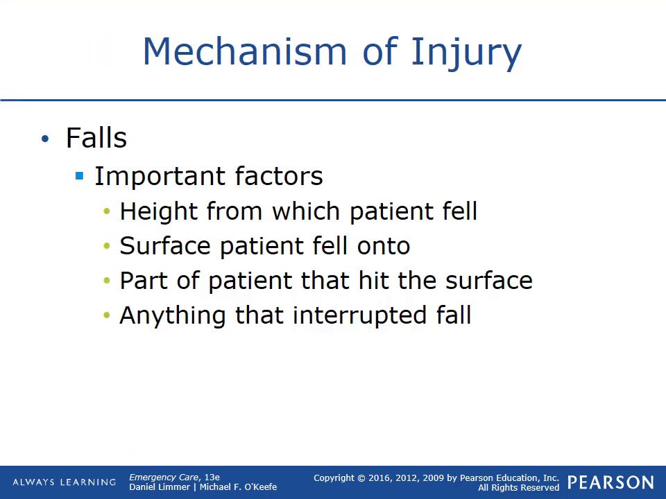So, some important things to look at with falls: the height from which the patient fell, the surface the patient fell onto, the part of the patient that hit the surface, and anything that interrupted the fall. If they fell off of a roof and then hit an air conditioning unit on the third story as they fell, that might impact their mechanism of injury too.